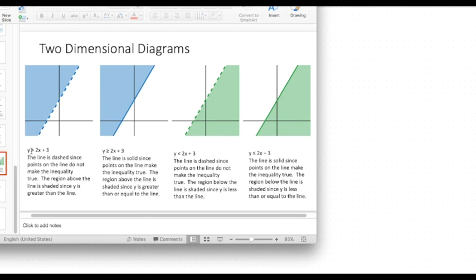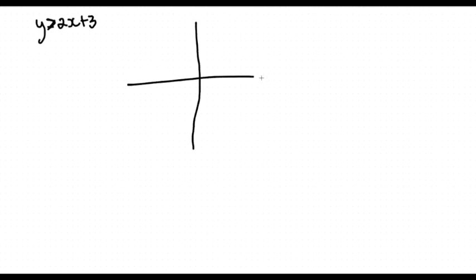So this is y is greater than 2x plus 3. We're going to look at that now. So y is greater than, I almost put equal to, 2x plus 3. And please note, I'm not drawing these to scale. So the first thing, obviously, we need a coordinate plane. First thing I need a ruler. First thing is coordinate plane. We have our x and y axes.